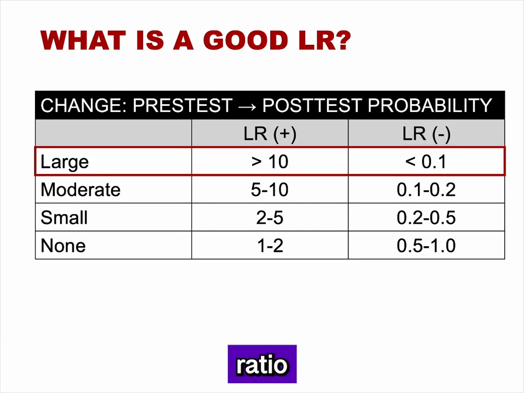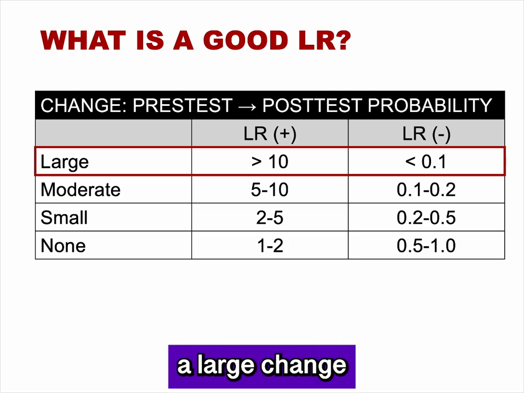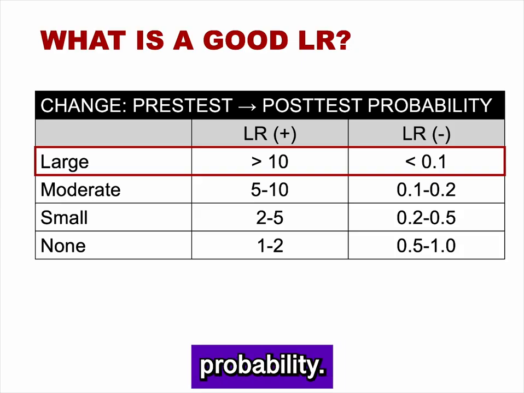In general, a likelihood ratio of a positive test greater than 10 and a likelihood ratio of a negative test less than 0.1 are considered good likelihood ratios. That is, there will be a large change from pretest to post-test probability. However, the pretest probability of disease and the testing and treatment thresholds chosen will also influence how useful the likelihood ratios are.